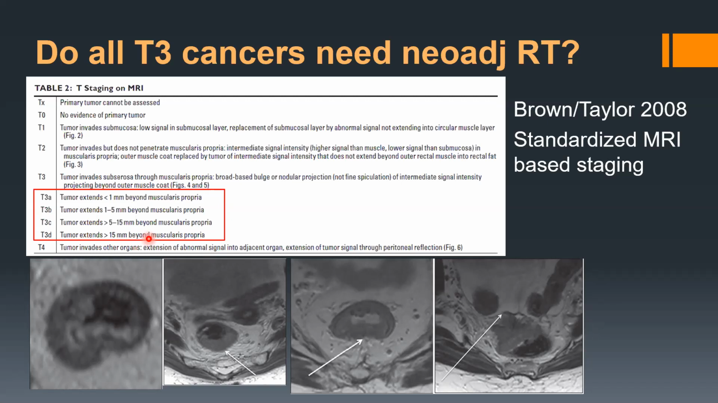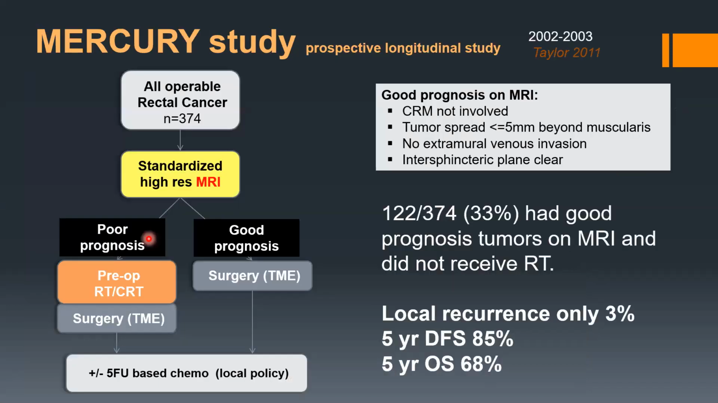And they designed in the Marsden a study known as the MERCURY study. Now, this was not a randomized control trial. So it was a prospective longitudinal study where they took nearly 400 patients of operable rectal cancer. They all had standardized high-resolution MRI.